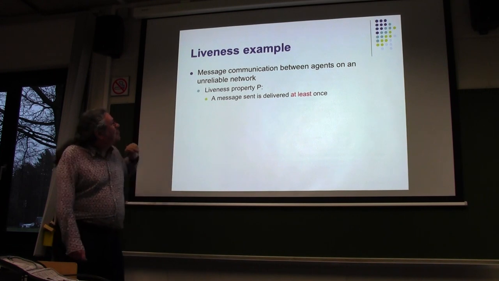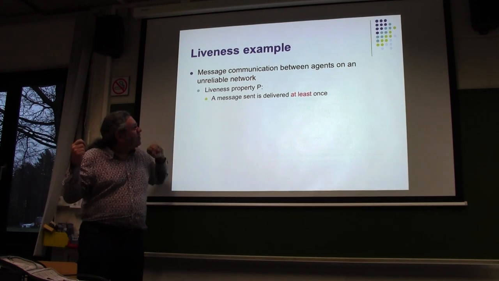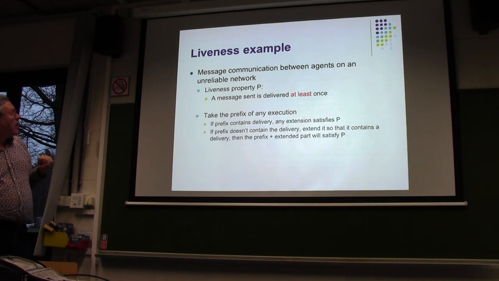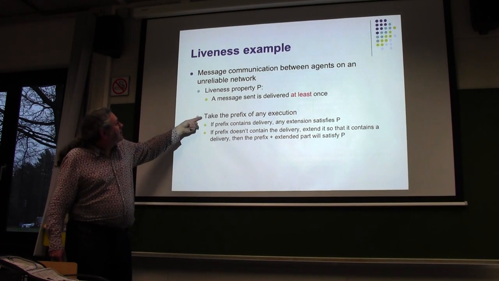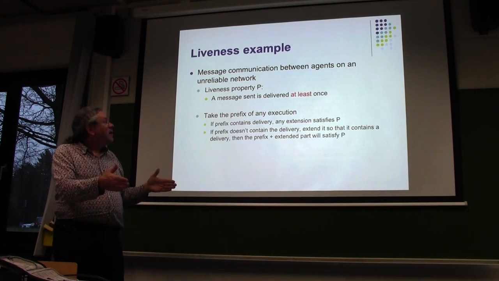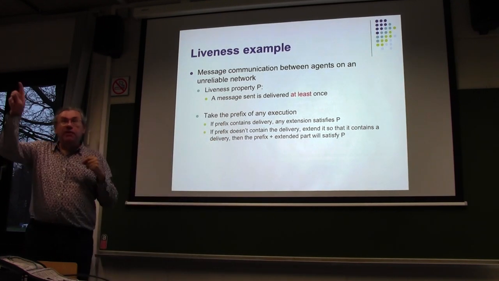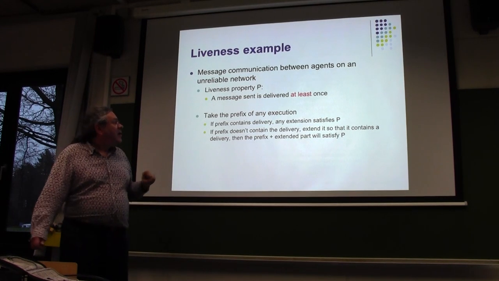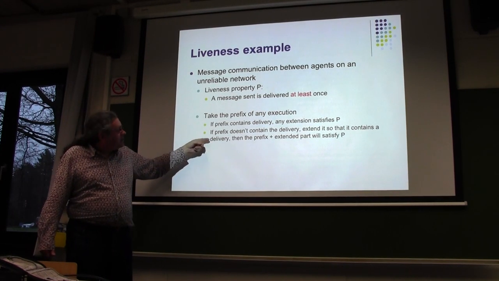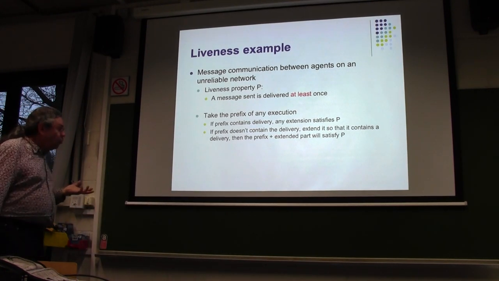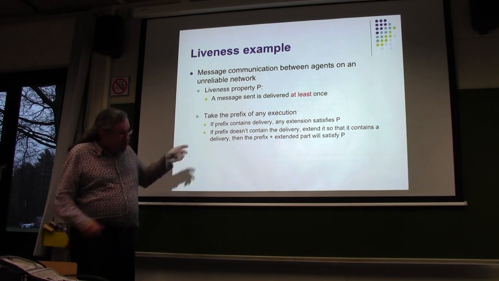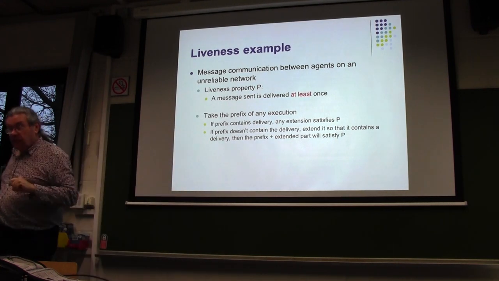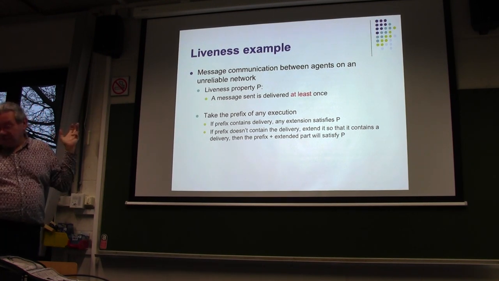So here's an example. It's very similar to the previous one. Messages again on a network. The liveness property says the message is delivered not at most, but at least once. So we can see that this is a liveness property. Given a prefix, if the delivery is there, we're fine. Every extension satisfies P, so there's at least one. But if the prefix does not contain the delivery, we can extend it so that it contains a delivery. That means there is an extension where it does contain a delivery. So at least one. Even if the prefix does not contain a delivery, you can extend it so it does. As long as there's life, there's hope.